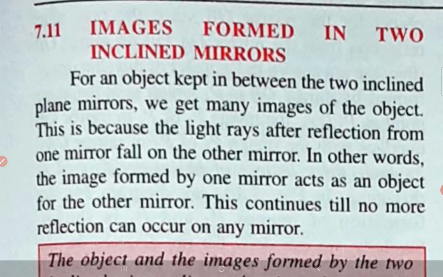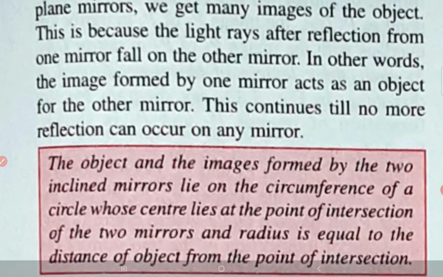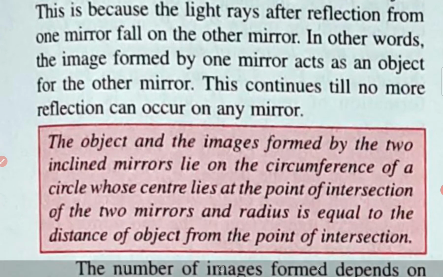When the light ray goes beyond a certain mirror, the object and the images formed by the two inclined mirrors lie on the circumference of a circle, whose center lies at the point of intersection of the mirrors, and the radius is equal to the distance of the object from the point of intersection. Let me try to explain this particular statement.